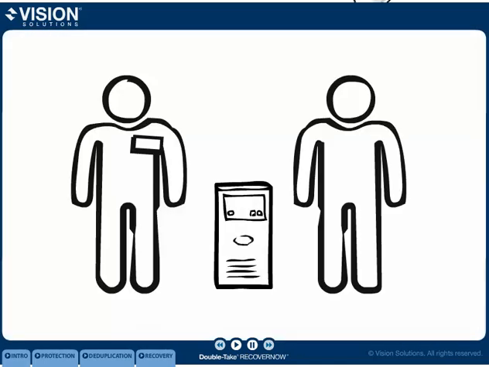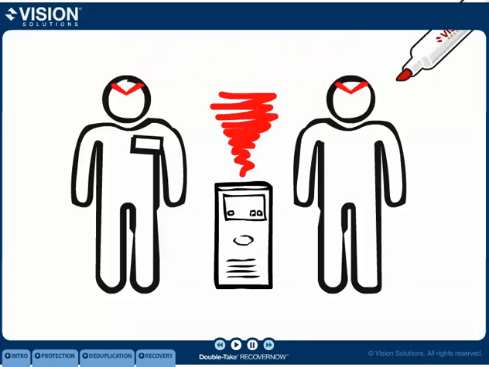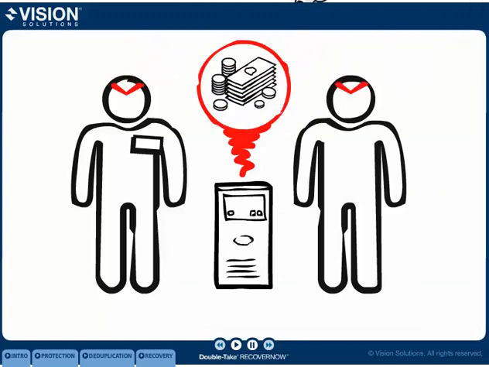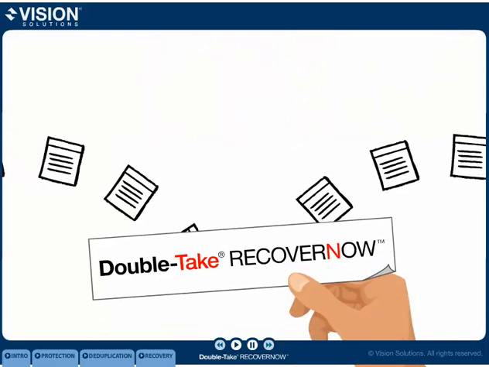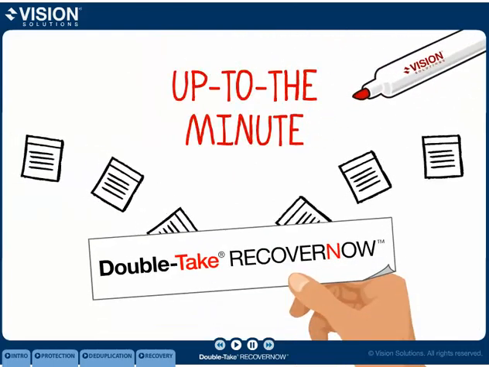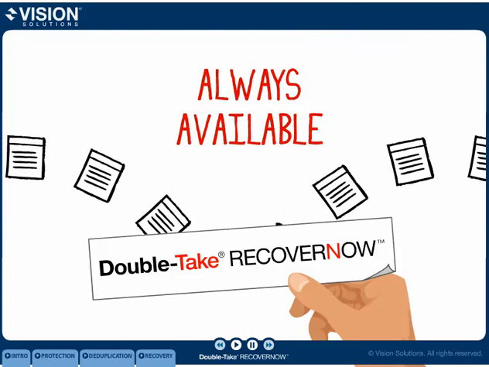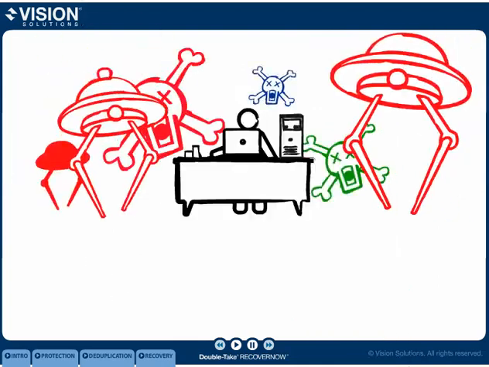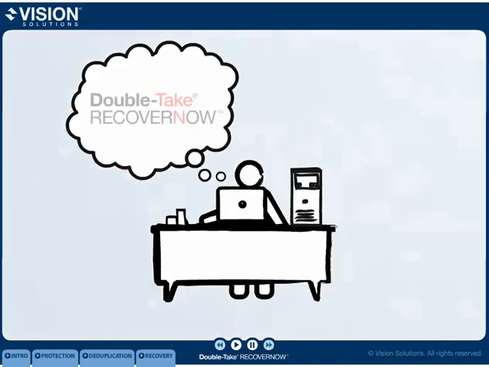Server downtime is frustrating to employees and customers, and costly for the company. Double-Take RecoverNow provides an up-to-the-minute copy of your data and applications that's always available. No matter what happens, every day can be just another day at the office.